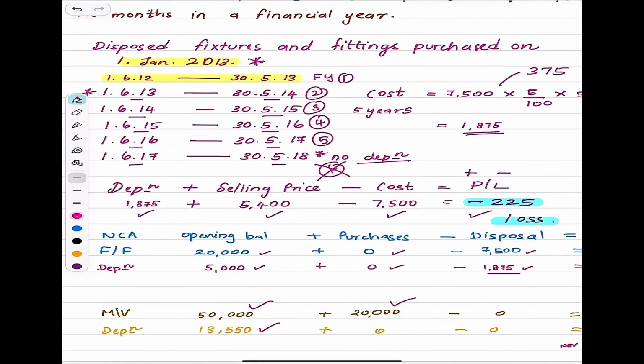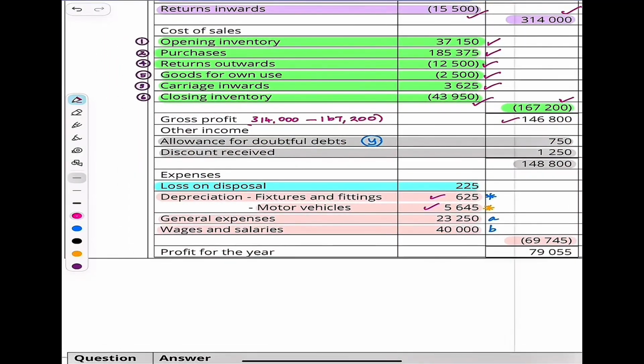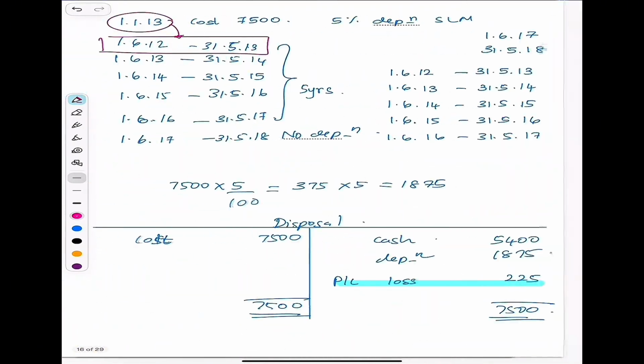If it's a profit, you enter it under other income as non-current asset disposal profit. And if it's a minus figure, you write it under expenses as non-current asset disposal loss. As you can see here, you get a minus figure of 225 and it's a loss. Therefore, now we enter this under expenses, loss on disposal. Now we have another two more items to complete.